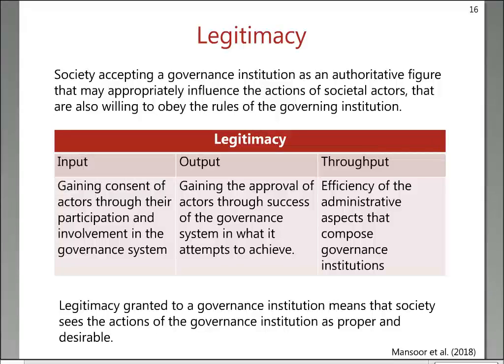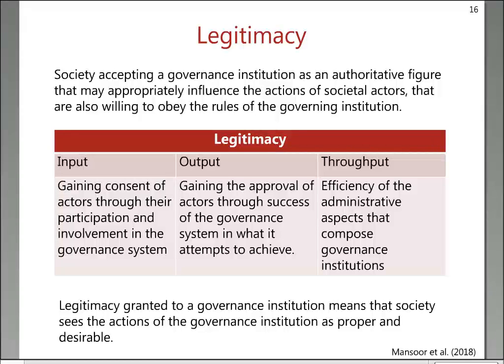Another word that I used is legitimacy, which you could say is a precondition for achieving trust. So we define legitimacy as society accepting a governance institution as an authoritative figure that can influence the actions of the societal actors, and also that these actors are willing to obey the rules of the governing institution. And the literature separates different types of legitimacy so that you can talk about it in a more nuanced way.